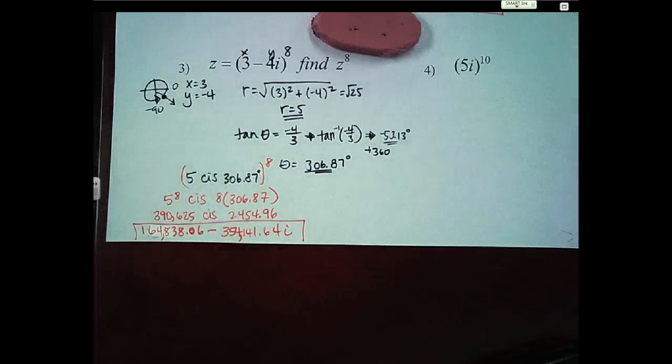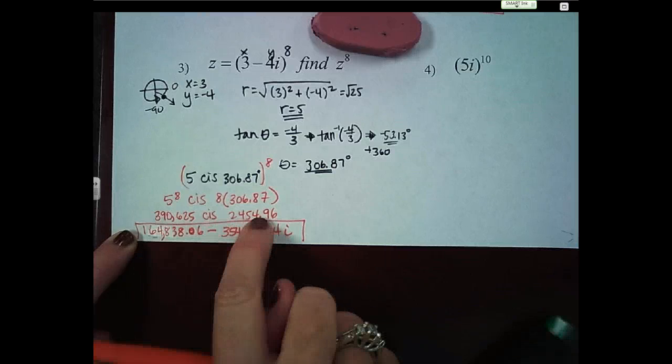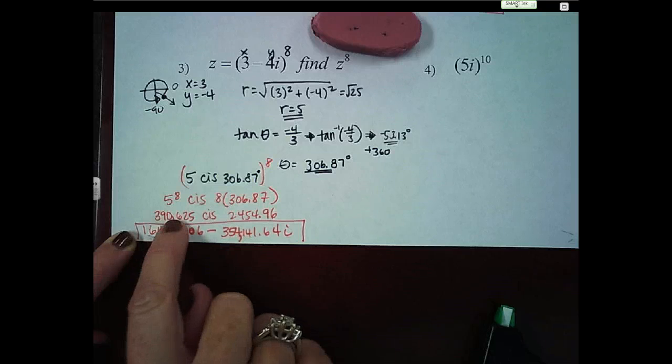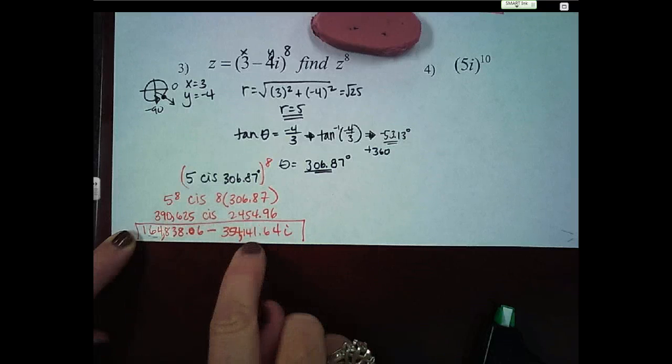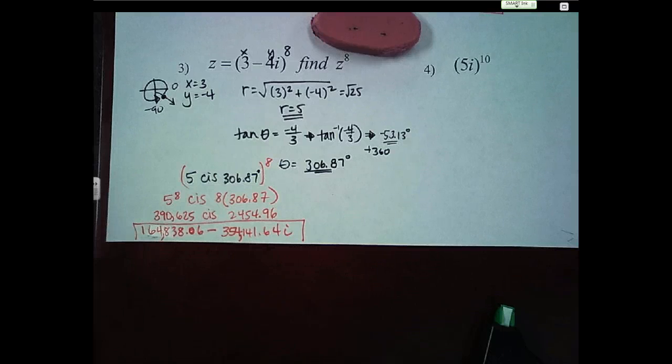I'll give you a second to catch up. It's 354,141. It came from 390,625 sine. If you're still confused about where I'm getting this answer, I did 390,625 cosine times this number, and that gave me this 164,000. Then I did 390,625 sine of this number, and that gave me the 354,000. That's where I got the numbers from. Does that make sense? I just didn't want to write out that huge long line.